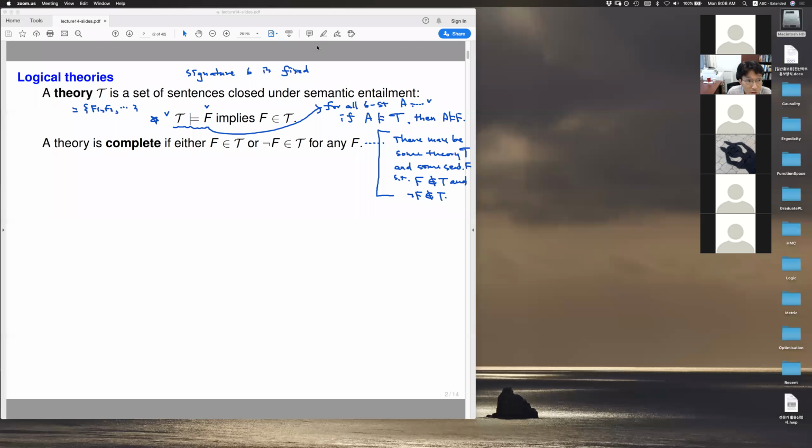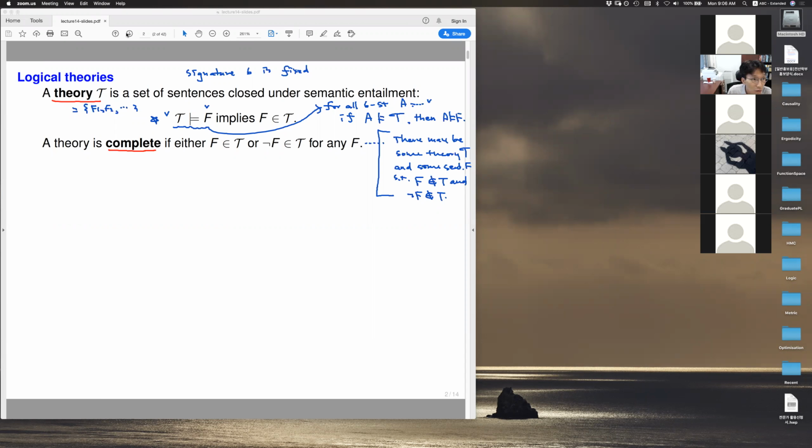What you need to know here is the notion of theory, which is a set of first order sentences closed under semantic entailment, and a theory is called complete if for every first order sentence F, either that sentence or its negation should belong to the theory.